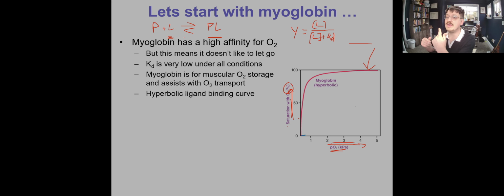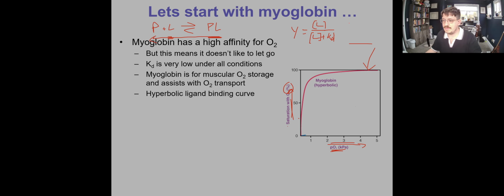But it also works the other way, right? If you decrease ligand, then you're going to decrease complex. Le Chatelier's principle says that if you decrease the concentration of the oxygen, then the complex is going to break down. When the complex breaks down, what does PL break down to? P plus L. L is oxygen, so instead of holding on to oxygen, it lets go of oxygen.